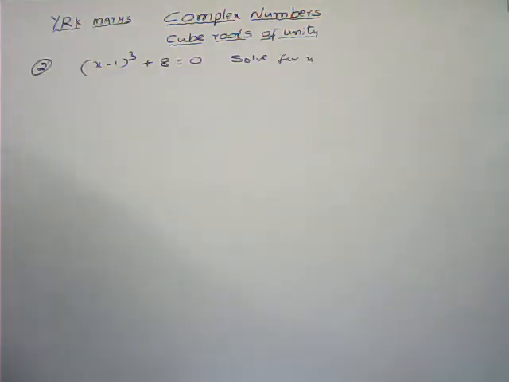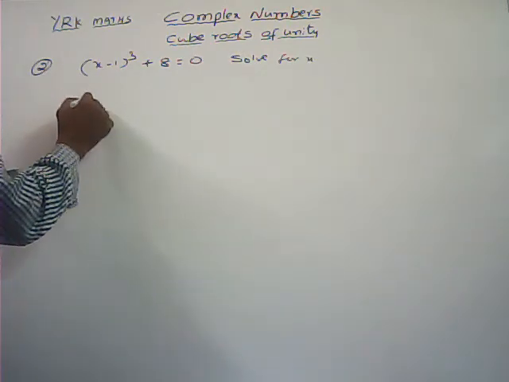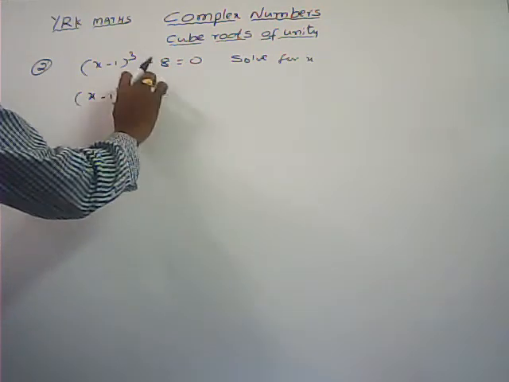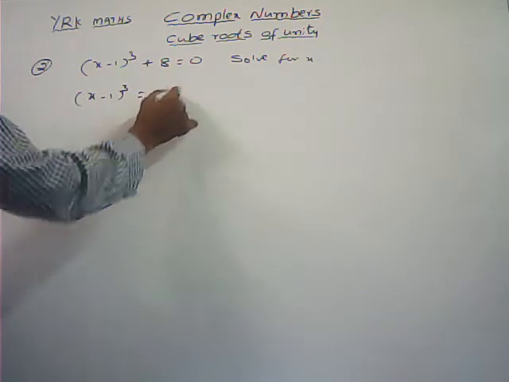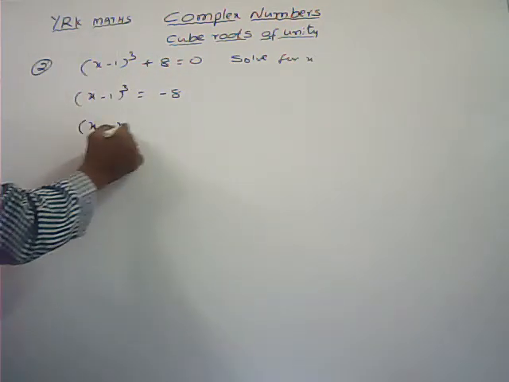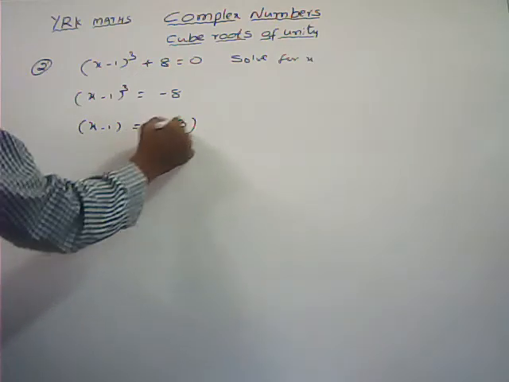Here x minus 1 whole cube plus 8 is equal to 0. Solve for x. Here we have to solve for x. So this one we can do in two different ways, but I am going to say the easiest method only. X minus 1 whole cube, that is equal to plus 8, you can transpose that side, minus 8. X minus 1, that is equal to minus 8 whole power 1 by 3.